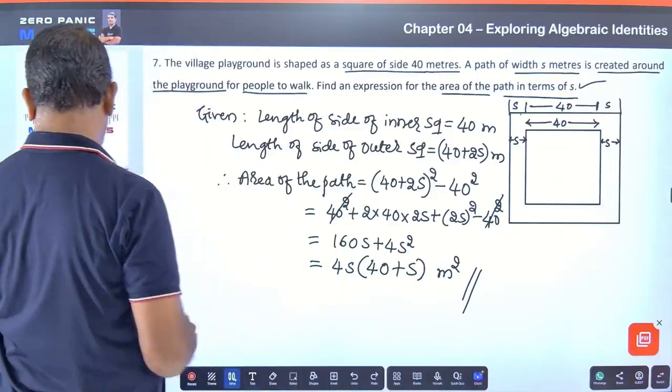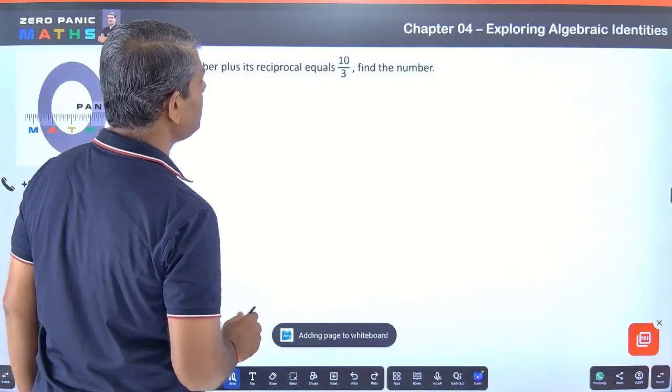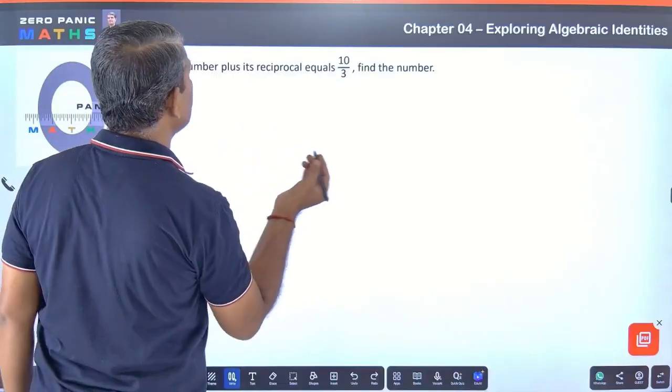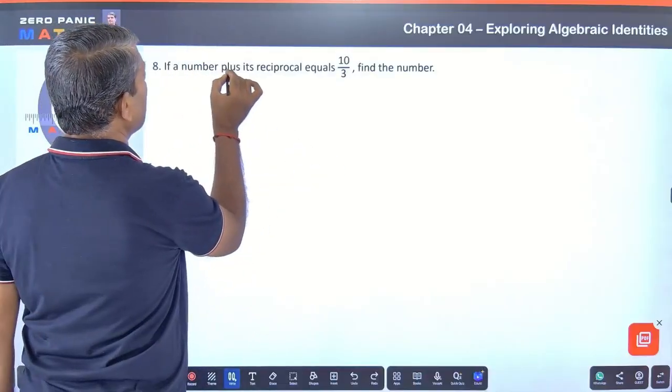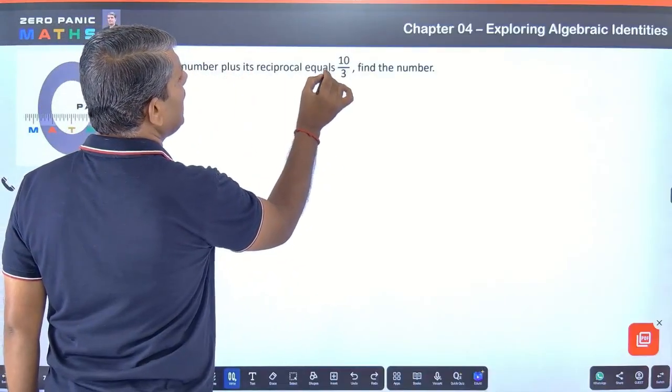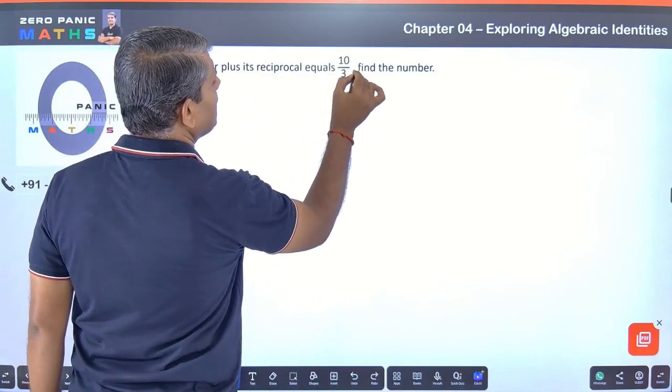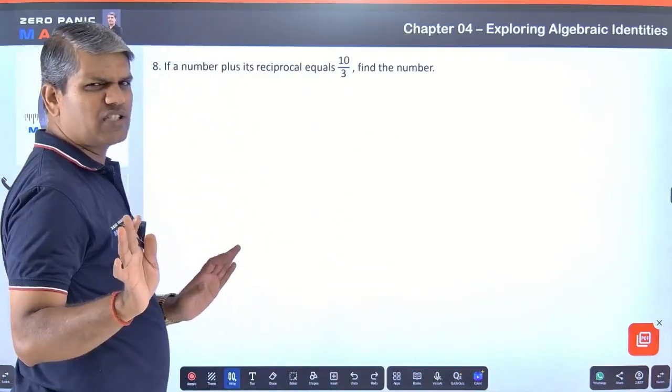So let us quickly move to the next problem. The next problem is a generic one. If a number plus its reciprocal equals 10 by 3, then find the number. It's a very simple problem.